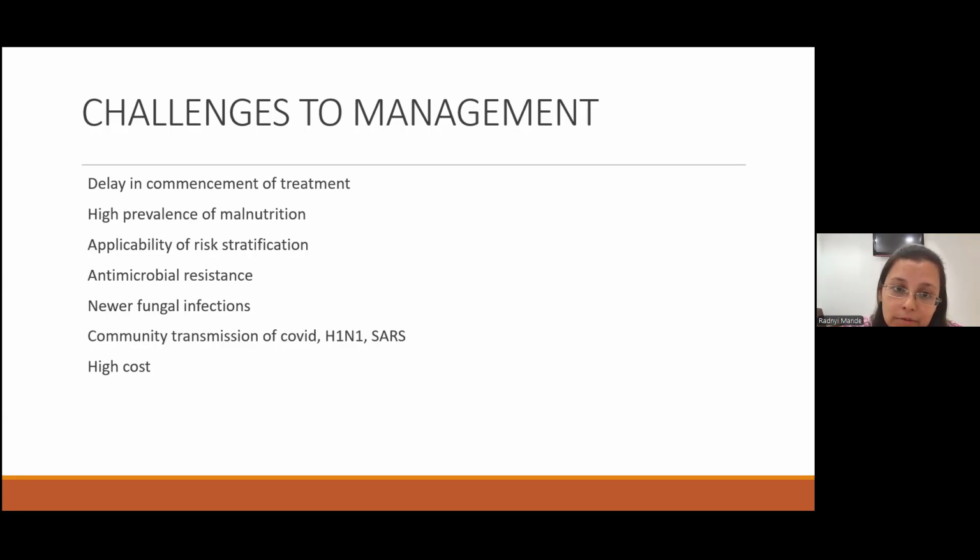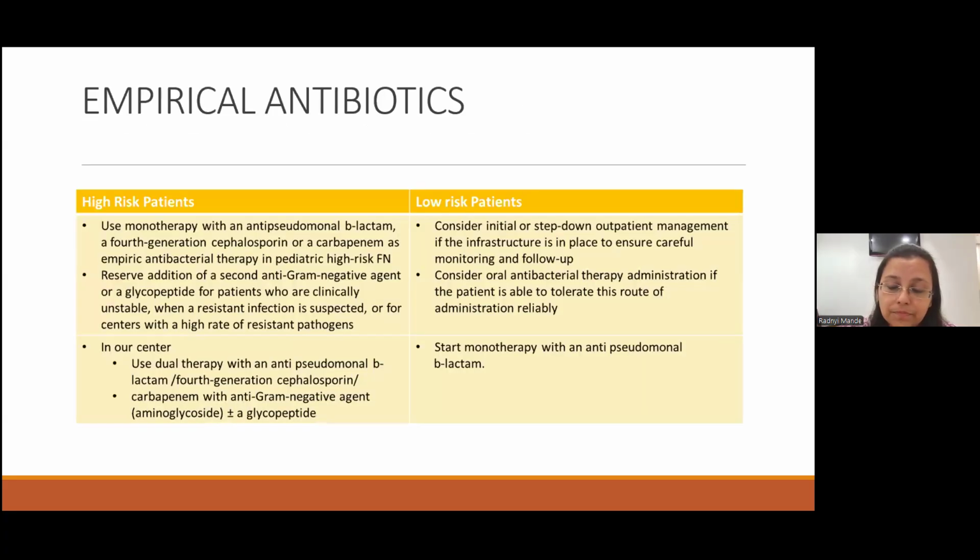Then antimicrobial resistance, which we are struggling with day in and day out. Then new fungal infections are emerging, and community transmissions of certain infections which we cannot prevent. And last but not the least, the cost which is involved with the management of febrile neutropenia.